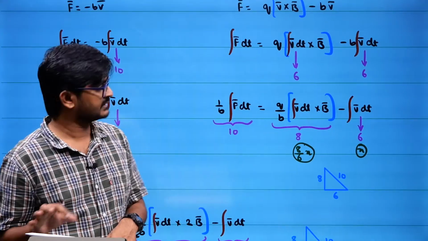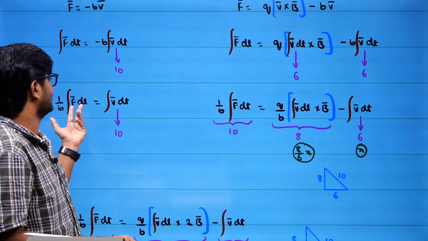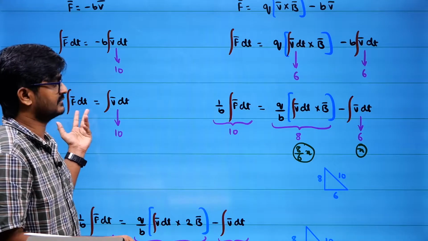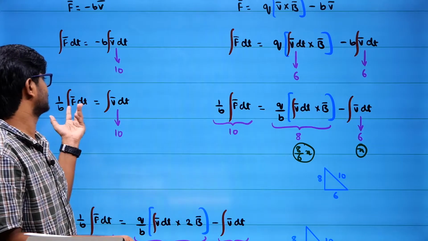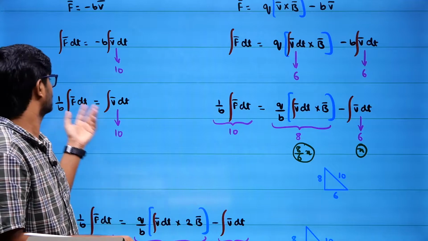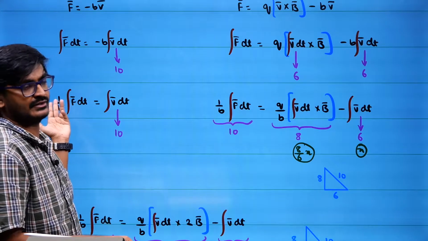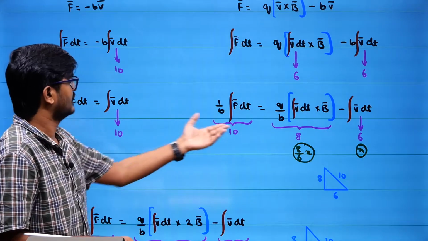Now this is going to be 10 in magnitude because what is f bar dt? F bar dt is nothing but change in momentum. Magnitude wise it has to be the same in all the cases. So f bar dt into 1 by f bar dt is going to be the same in all the three cases. So f bar dt integral into 1 by v is also going to be the same in all the three cases. So it is going to be 10.